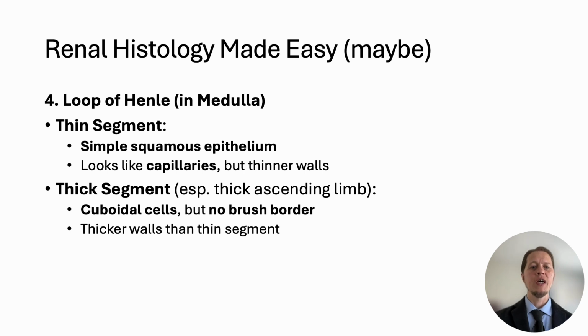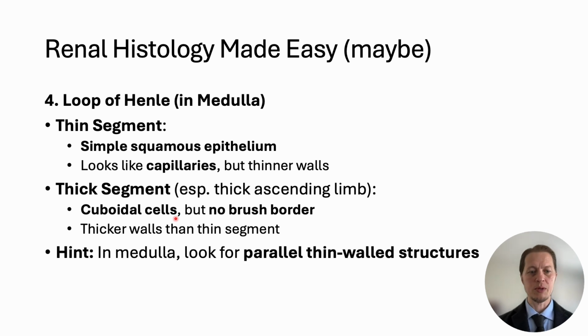All right, on to the medulla. We're shifting. There is a thin and thick segment that's kind of hard for the purposes of our class. We just want you to identify the loop itself. You don't have to say if it's the thin or the thicker one. But these are very thin-walled. They're very simple squamous epithelium. They kind of look like capillaries if you're used to looking at capillaries in histology. But they have no brush border.